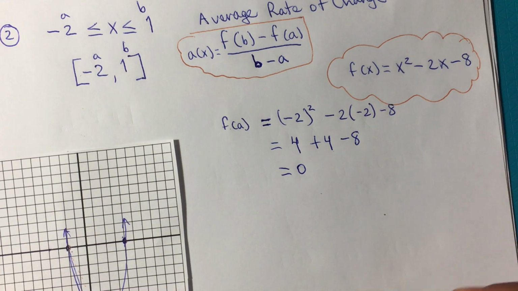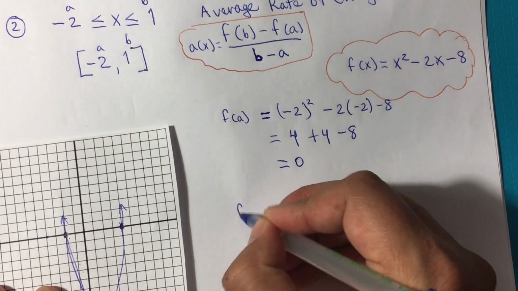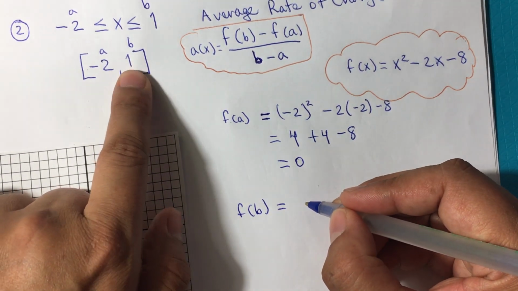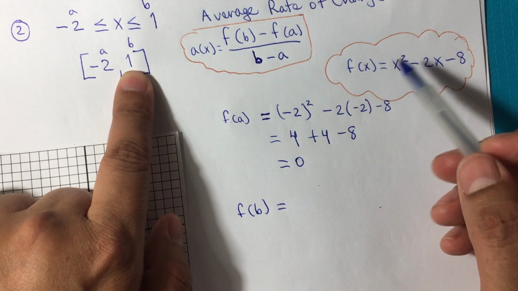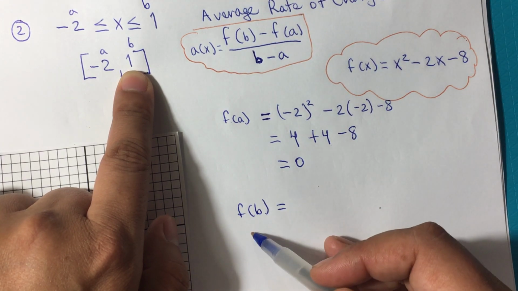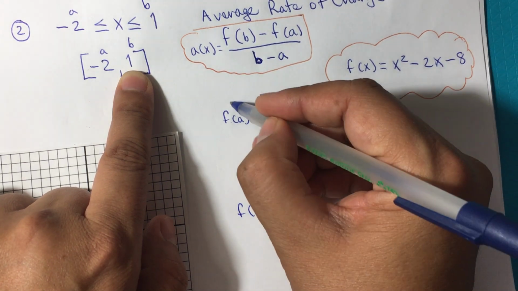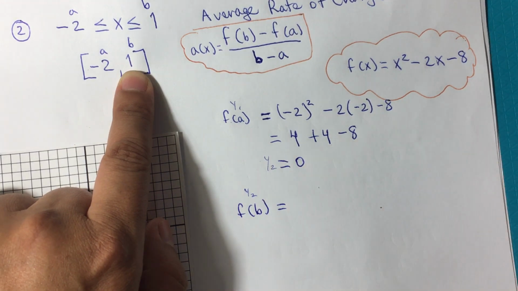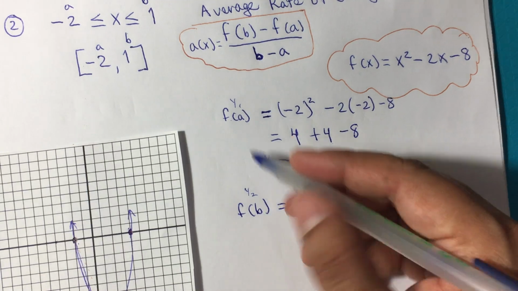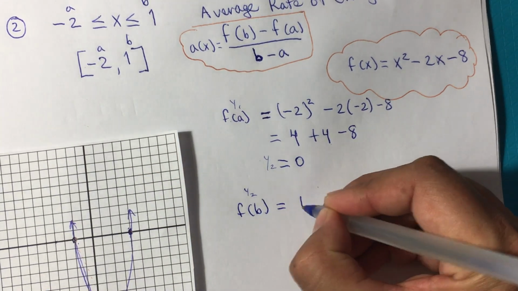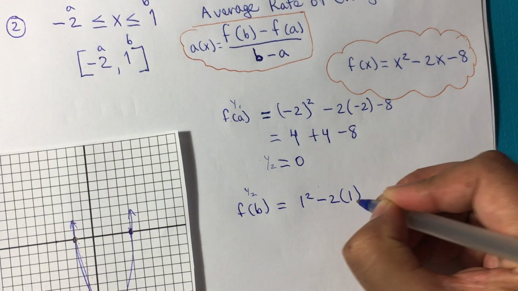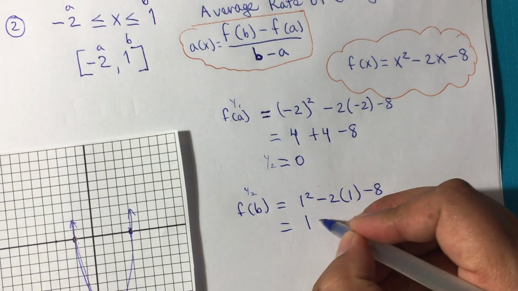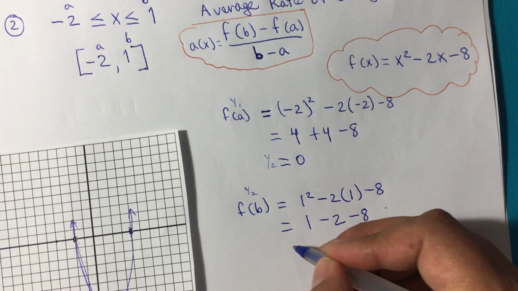Now we're finding the other y value. For f of b, we replace the value of x in here so we can find the value of y. So this is basically y2, and this is y1, if we were talking about the slope. So f of b is 1 squared minus 2 times 1 minus 8. 1 squared is 1, -2 times 1 is -2, minus 8.